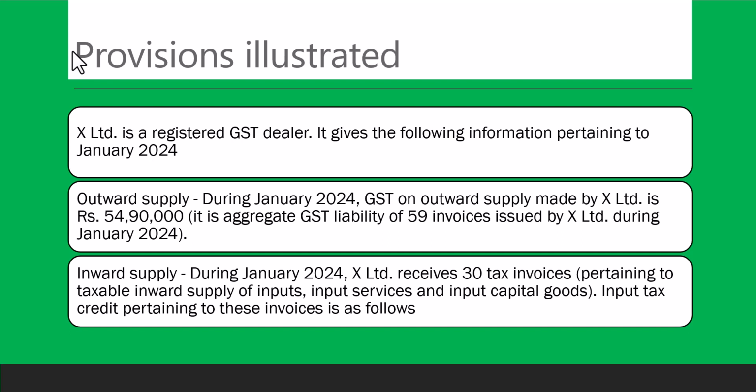This means X Limited is looking at his January data. He finds that he has an outward supply, or his total sale, and the total liability as per GST works out to be 54,90,000 rupees. And there are 59 invoices. Of course, this number of invoices will have no significance. So he has total liabilities of 54,90,000. But during January 24, he has had some inward supply. So he received 30 tax invoices. Amount is not given here.